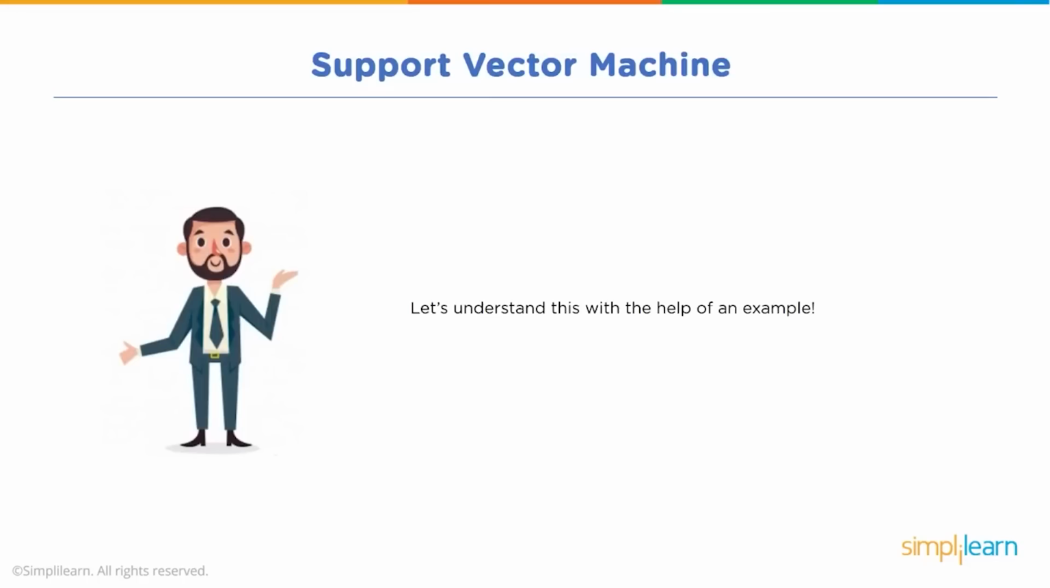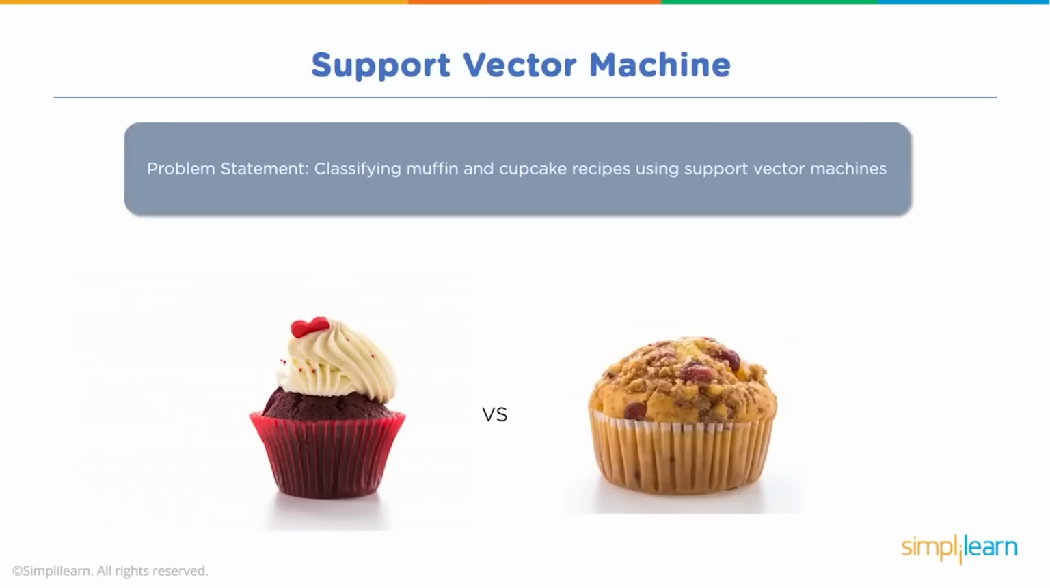Let's understand this with the help of an example. Problem statement. I always start with a problem statement when you're going to put some code together. We're going to do some coding now. Classifying muffin and cupcake recipes using support vector machines. So the cupcake versus the muffin.